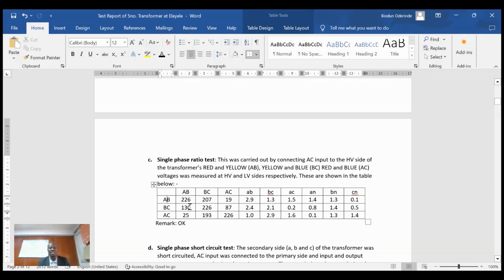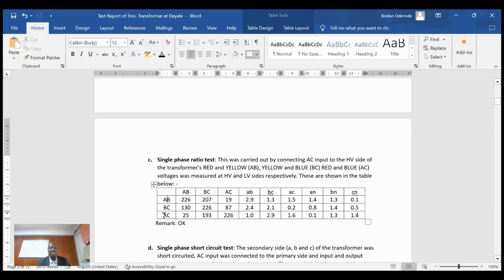If you look at this and this and this and this, you see that the difference between this and this is not too much as compared to this one and this one. It's because this 226, in this case, is in between this and this. That's why you have the variation not too much. But the essence is that the addition of AC and AB must be equal or almost equal to BC.